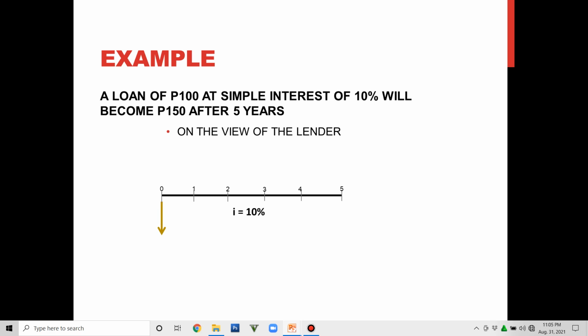So when you are the lender, of course, at this time, you need to release the money. 100 pesos for the present worth, for the principal. And after 5 years, you'll receive the payment from the borrower. And that will be denoted as F, or the future worth, denoted by an upward arrow. So upward arrow meaning you receive the payment, and downward arrow meaning you release the payment. So that is the view of the lender.